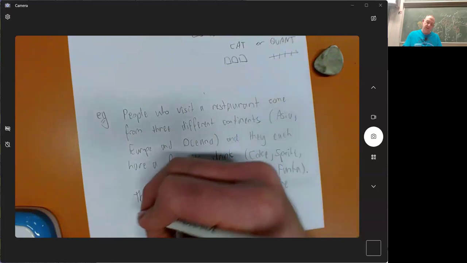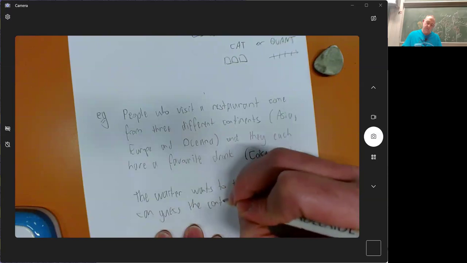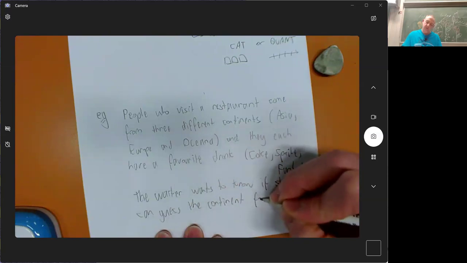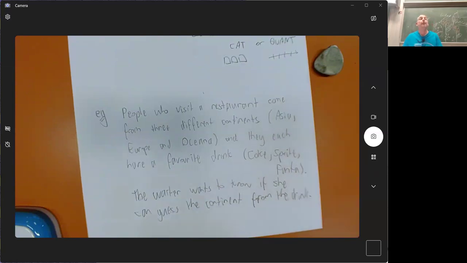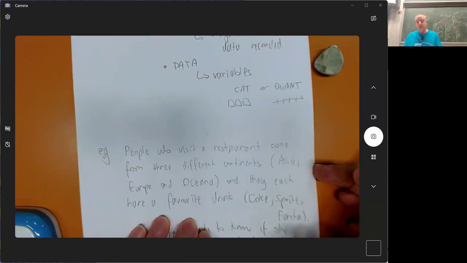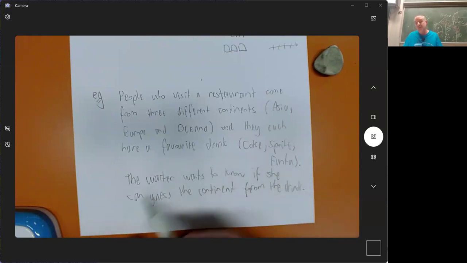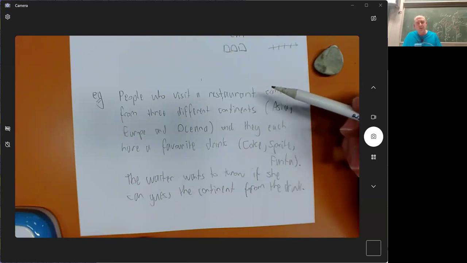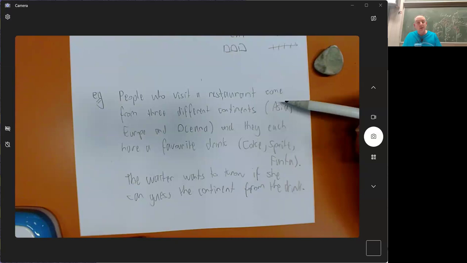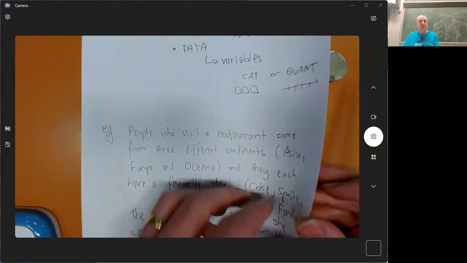The waiter wants to know if she can guess the continent from the drink. It's a stupid story, but that's the idea. And so what we have is the purpose here to see what the relationship between continent and drink is. We have 2 different variables that have been recorded on each individual, and they're both categories. And we have continent and we have drink, and we are interested in how they're related to each other.